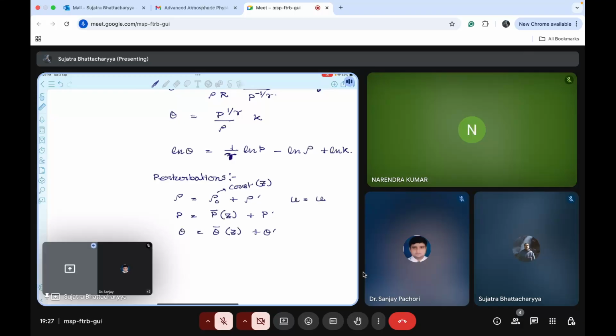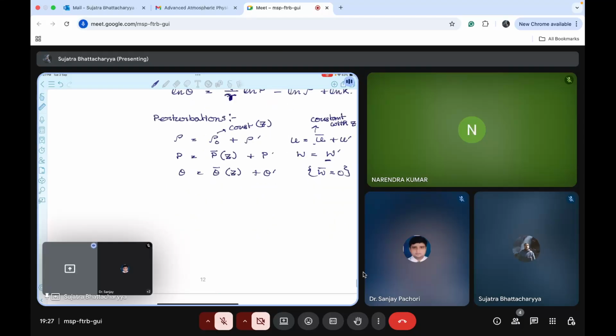U is equal to U bar. Again, this is also, we are assuming constant with z. These are all our choices. So you can change it, but it will become much more complicated. That's why we don't take it. W again, we are taking only the perturbation. W bar is 0. These are all our choice. We can take it to make everything simplified.